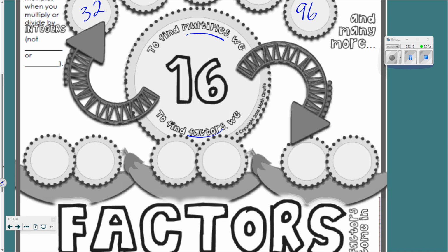Okay? So our factors come in pairs because it's the numbers that I need to multiply in order to get to the number. So when we talk about factors, there are a limited number, right? It's based on whether it's prime or composite. But even if it's composite, there's still a small limit because it's got to be all whole numbers to be able to find it.